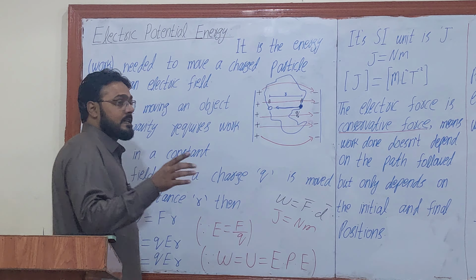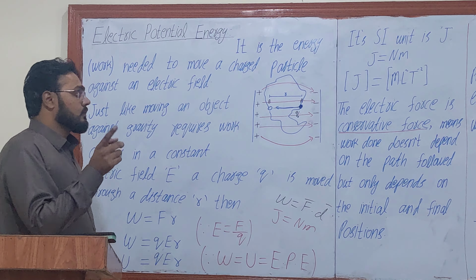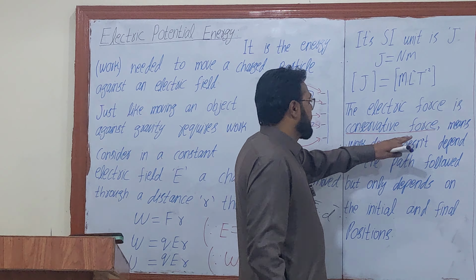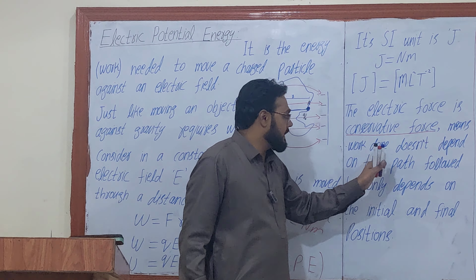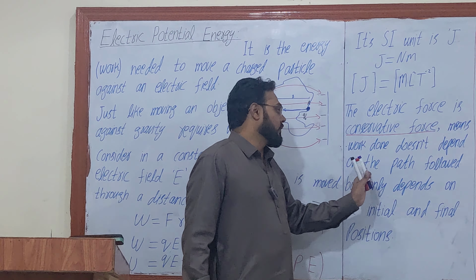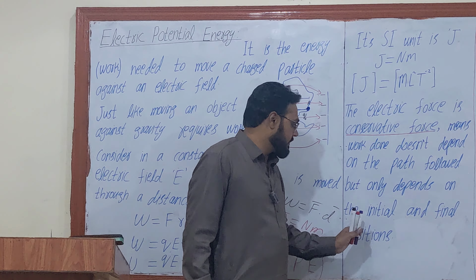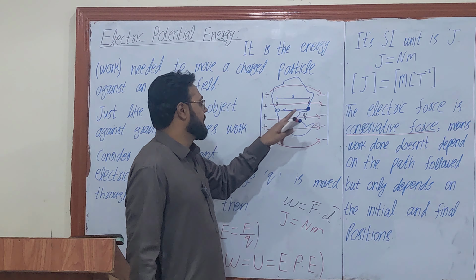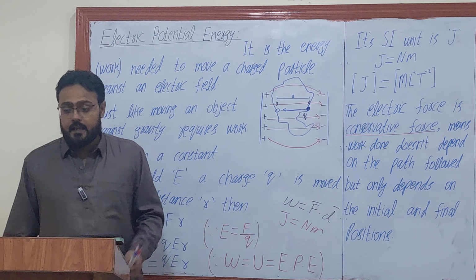So the field which doesn't depend on the path is known as a conservative field, and the force which doesn't depend on the path is known as a conservative force. Electric force is a conservative force, which means work done doesn't depend on the path followed but only depends on the initial and final position. Initial position is A, final is B.